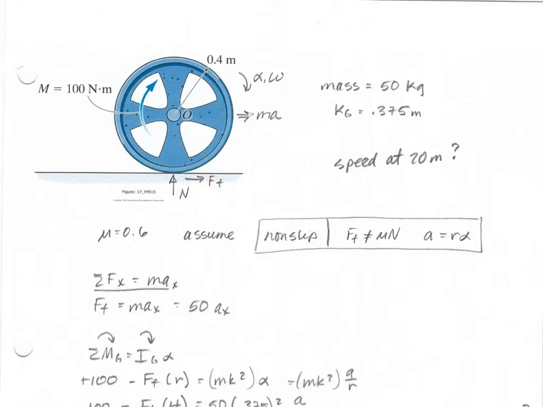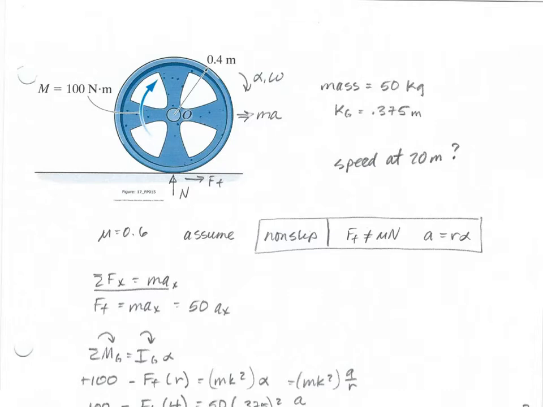So when we draw a free body diagram, we have an mg coming down, we have a normal force here, and we have a force of friction that goes in that direction, and that's being driven or helped by that moment. All right, so in this little problem, we're going to assume a few things. We're going to assume the mass is 50 kilograms and the radius of gyration is 0.375. And what we want to do is find out the speed at 20 meters.